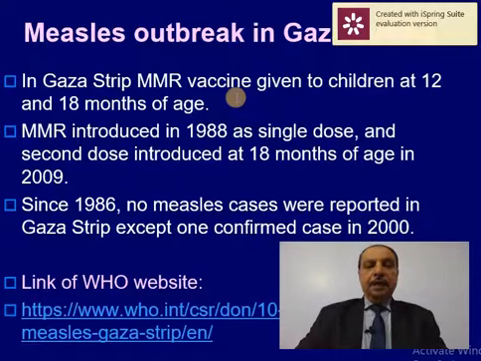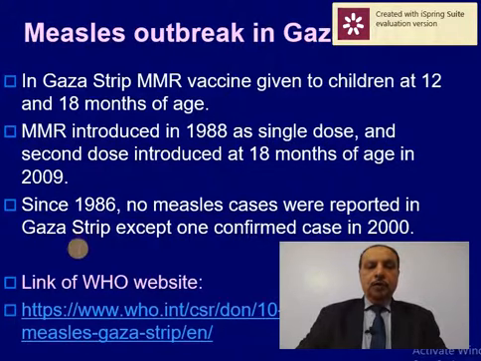MMR was introduced in 1988 as a single dose in Gaza and in Palestine, and the second dose was introduced at 18 months of age in 2009. This means that all those delivered before 2009, they got only 1 dose of MMR. That's why maybe this is one of the causes of the measles outbreak. Since 1968, there were no measles cases in Gaza. But there is 1 case that was confirmed in year 2000. Otherwise, we didn't see cases of measles at all here in Gaza.